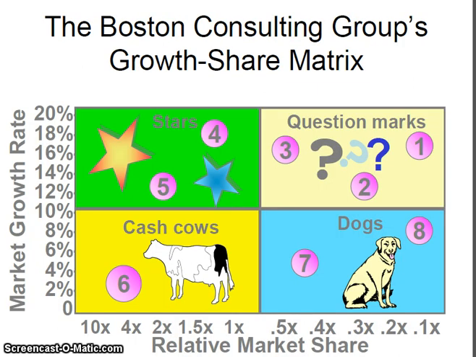This is the BCG matrix where market growth rate is taken on the vertical axis. That is what we mean by market attractiveness: what are the growth possibilities of a particular business. On the horizontal axis, relative market share is taken. Based on these two factors there are four possible combinations.